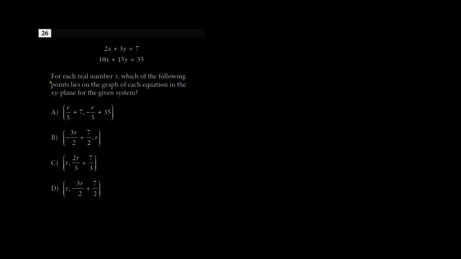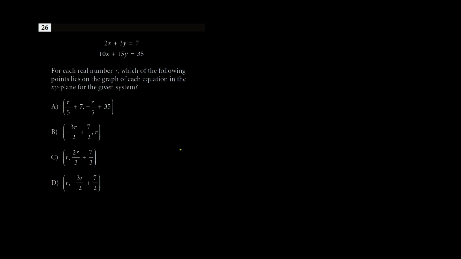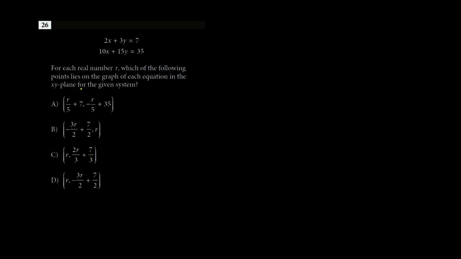Number 26. All right, again, we're getting harder and harder here. Remember, towards the end, they do get more challenging. It says, for each real number r, which of the following points lies in the graph of each equation in the xy plane given the system? Okay, so basically, they're looking at the solution of these two, but something that you should notice is that they are the same line. That's what makes this a little different.